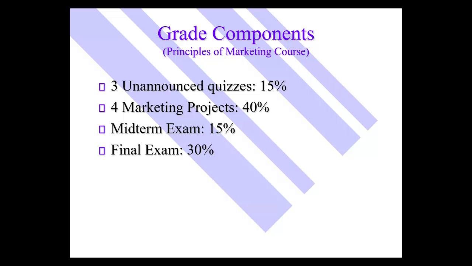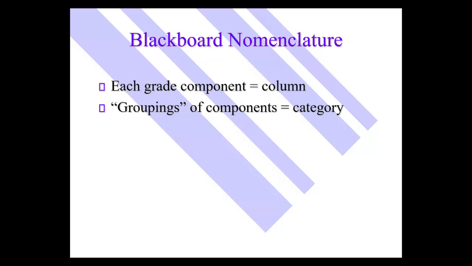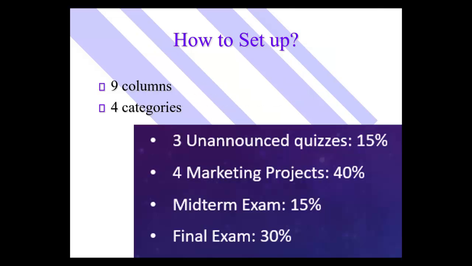Now, it's important to understand the Blackboard nomenclature. So here's the Blackboard nomenclature. Each grade component is a column, and then groupings of components are a category. So for my course, I'm going to have 9 columns, those 9 grade components, the 3 plus 4 plus 1 plus 1. And then I'm going to have 4 categories.